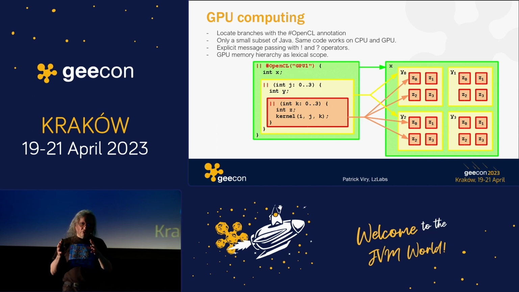And what's interesting is that this hierarchy is reflected in the lexical scope of the program. When you write code directly in OpenCL or CUDA, which are the two standard languages for GPU programming, you need to locate your code at some level in some kernel, but you do this in a very ad hoc way.